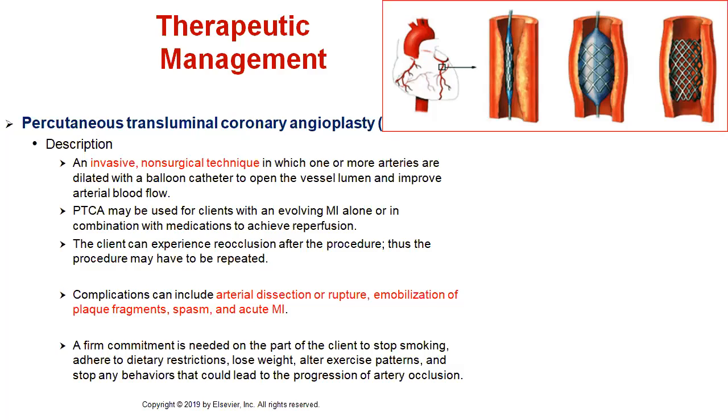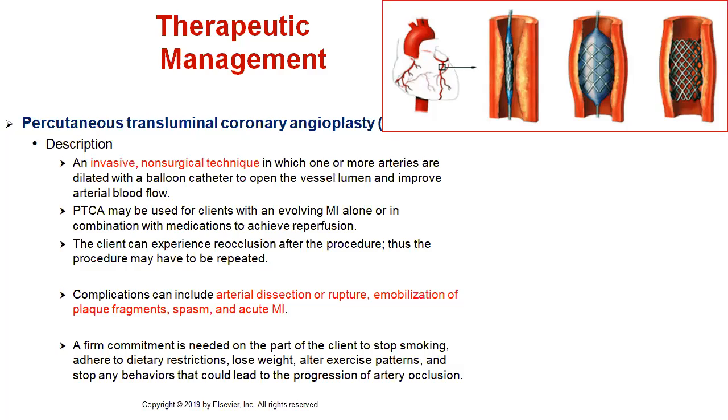After the coronary angioplasty, what you have to teach your patient is called post-procedure. Check the insertion site for bleeding, and check the extremity distal to the puncture site. We have to check the pulses, capillary refill, temperature, and color.